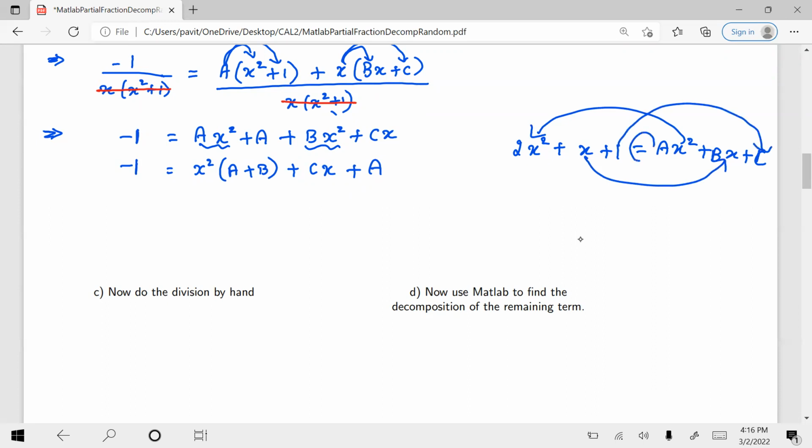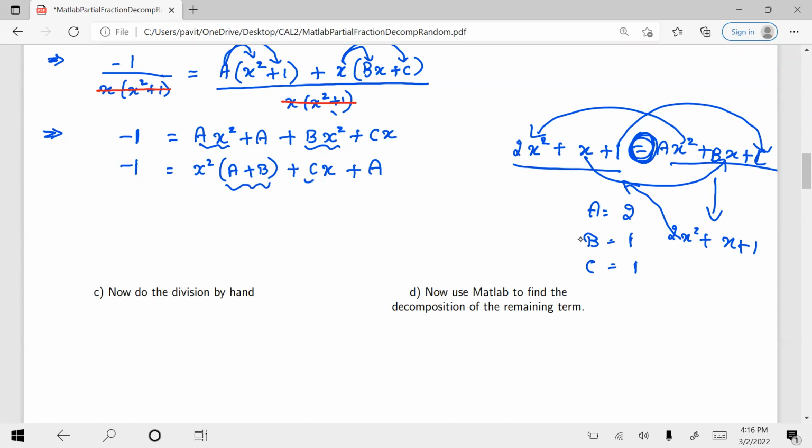That's because we have an equal to sign here. They are saying that this polynomial is equal to this polynomial. When will that be equal? When a is equal to 2, right? And b is equal to 1 and c is equal to 1. So this polynomial will be 2x square plus x plus 1, and it is equal to the question given. So we are using the same idea here.